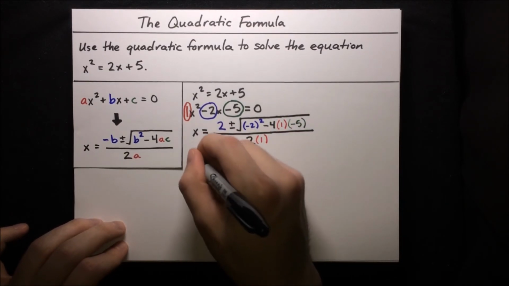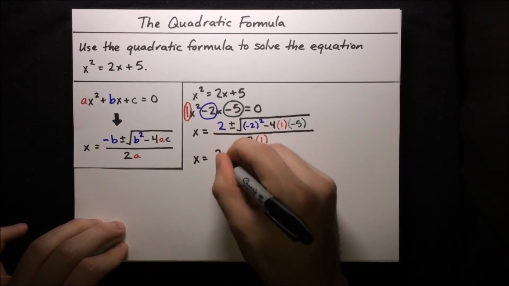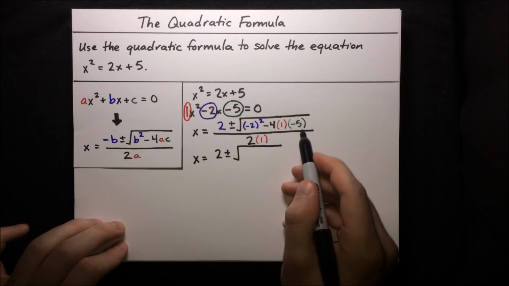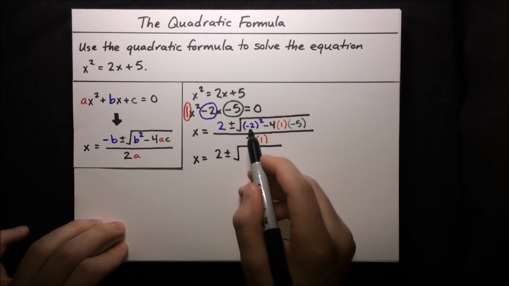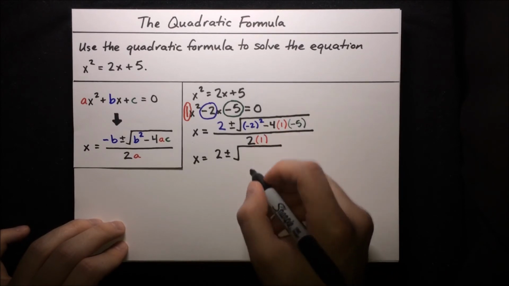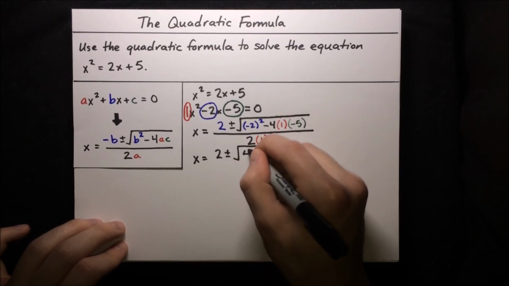All right, so let's do that. X equals 2 plus or minus the square root of whatever this expression is. So let's compute that. -2 squared. -2 times -2, well, that's a positive because negatives cancel out. And then 2 squared is just 4. So we've got 4.